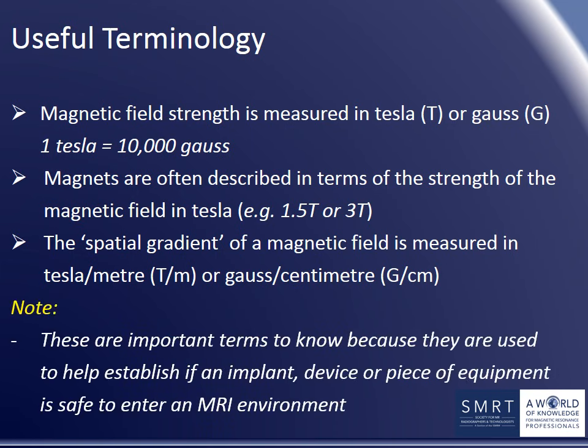The maximum field strength and maximum spatial gradient of the static magnetic field are two important specifications that you should know about your MRI system. They will be needed to help establish whether an implant, device, or piece of equipment is safe to enter your specific MRI environment.